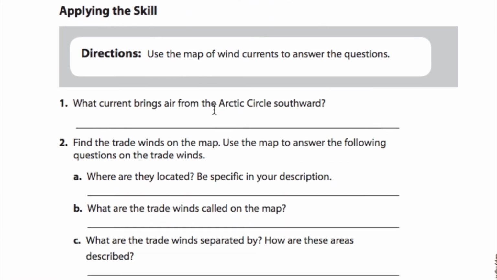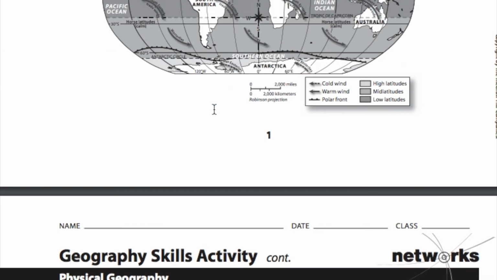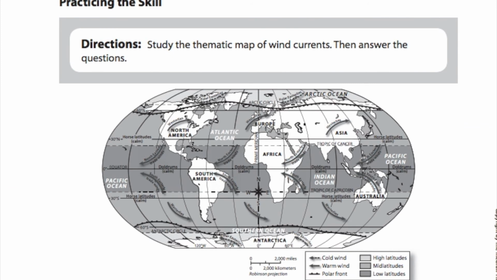Number three. What effect do you think the North Atlantic westerlies have on Western Europe? Let's look at Europe, and we see the westerlies pouring right from what would be the center part of the Atlantic Ocean coming into this direction to Europe. What kind of effect would that bring?